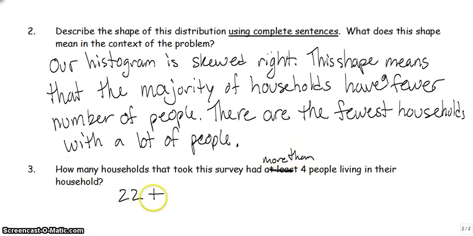So 22 had 5 or 6. 8 had 7 or 8, and 3 had 9 or more. Therefore, how many households in this survey had more than 4 people living in their household? The answer would be, add those up, 33 households.